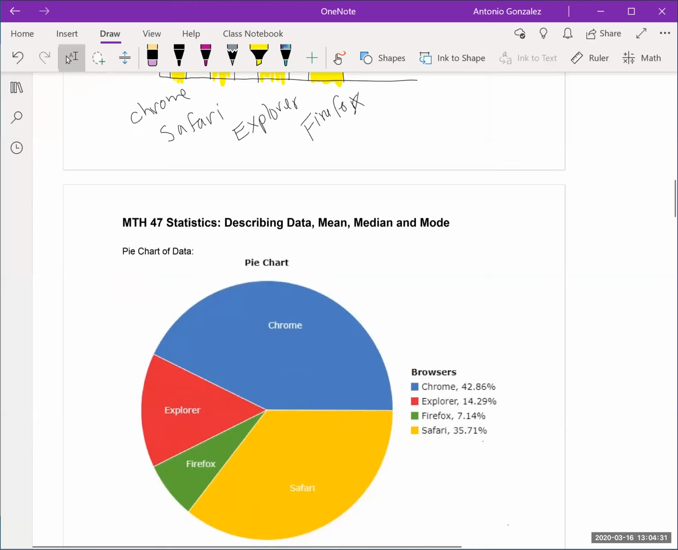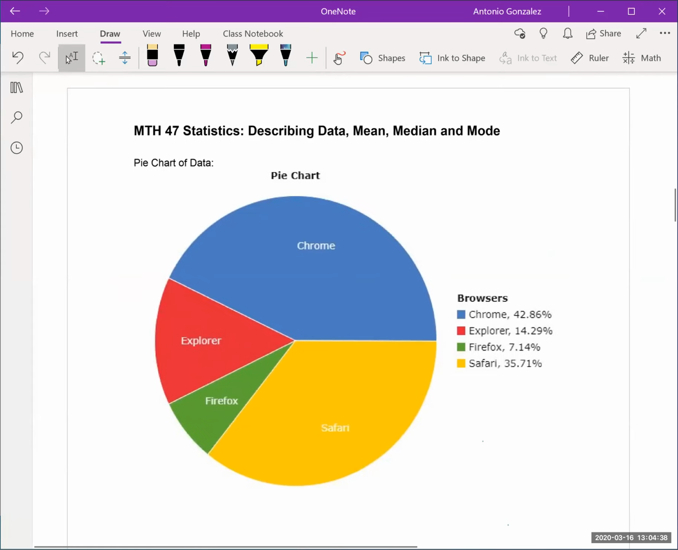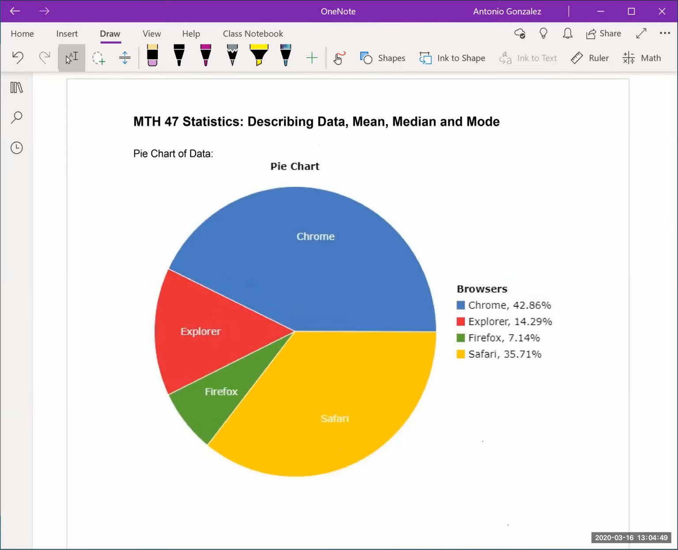Now, the next one is a pie chart. This one we won't do by hand. If we want to create a pie chart, we can always use Excel or some other kind of software, Google Sheets. But an example of a pie chart would be something like this. If you notice here, think of the whole pie as being 100%. And yeah, it does look like the Google Chrome logo. You can see Chrome is 42.86%.